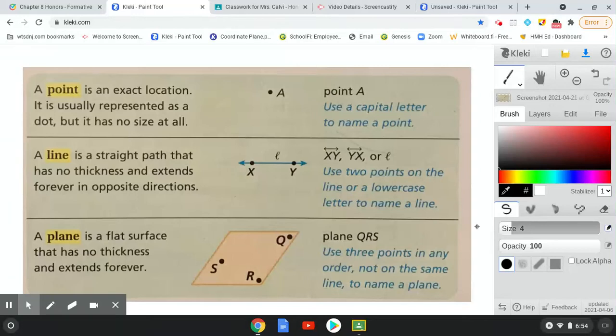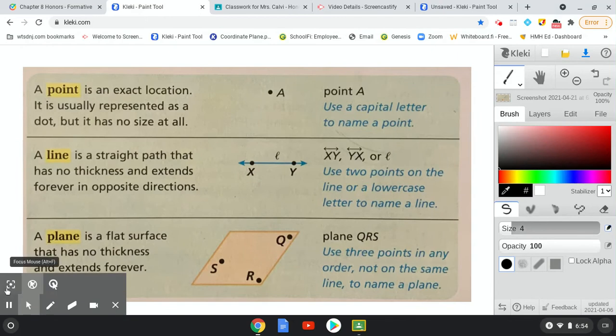I'm going to go over a few terms that you are going to be using when we talk about our geometry unit. I have a few of them on the screen here. This is where you're going to want to copy these into your notes section of your binder because you're going to need to know these for any quizzes or tests that we may have.